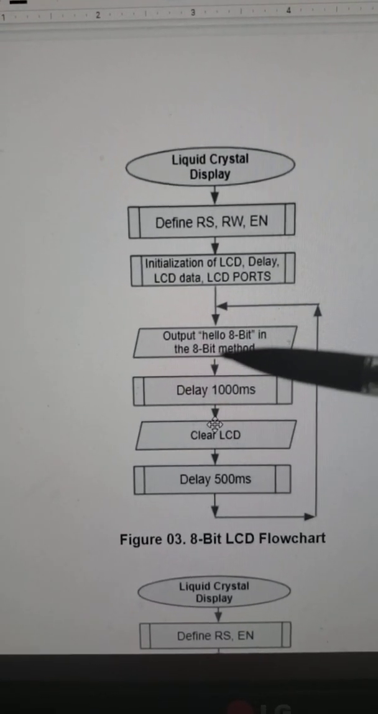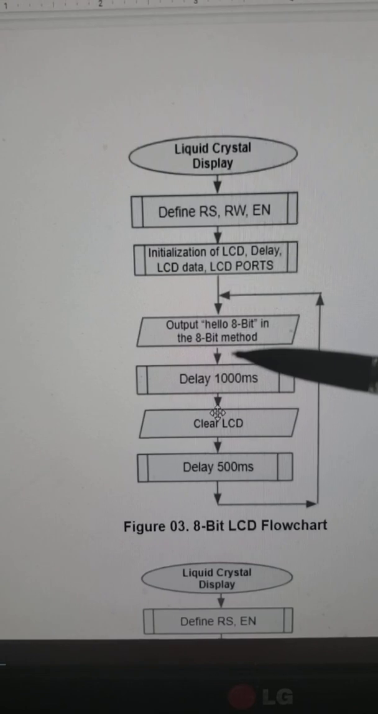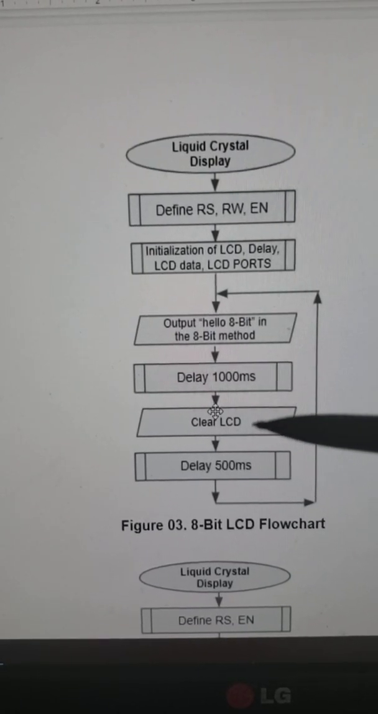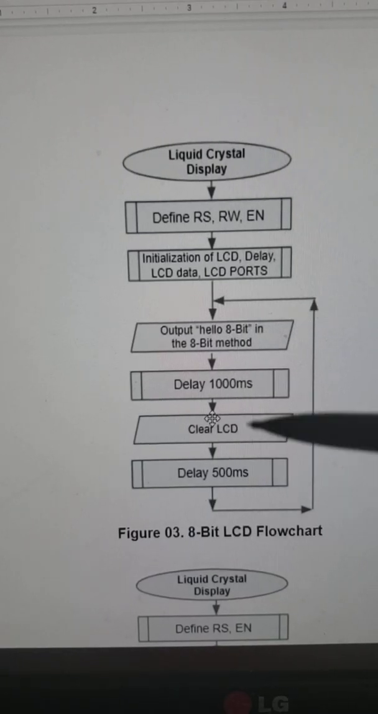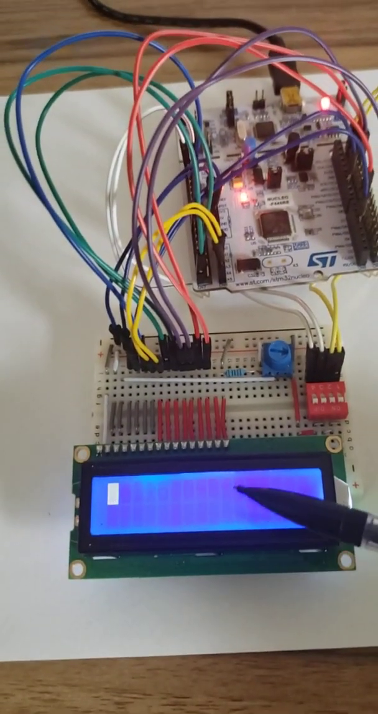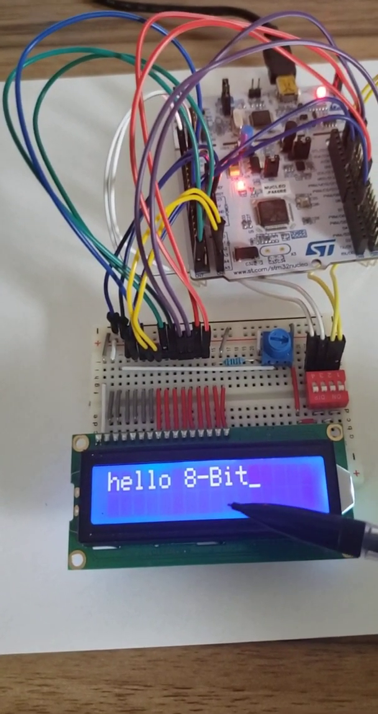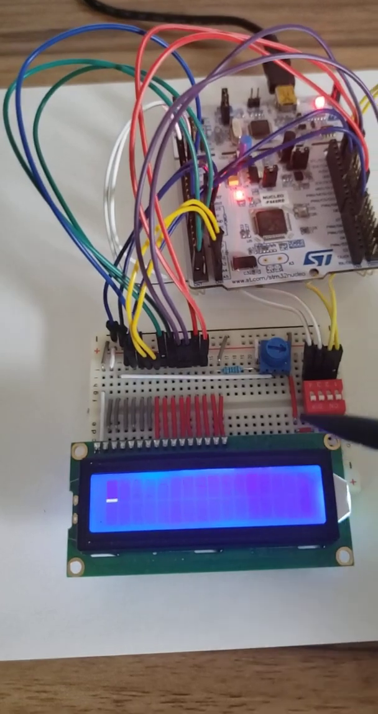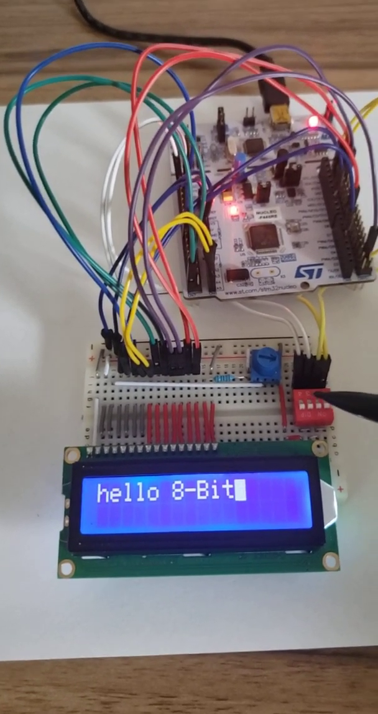For this one, it's going to output the text 8-bit hello in an 8-bit method. It's going to delay for 1 second, clear it, wait another half a second, and then repeat the operation. As you can see in here, that's what it's doing. It's displaying hello for 1 second, and that's going to clear for half a second, and rinse and repeat. For all these additional dip switches that you see, this is used for the third operation.